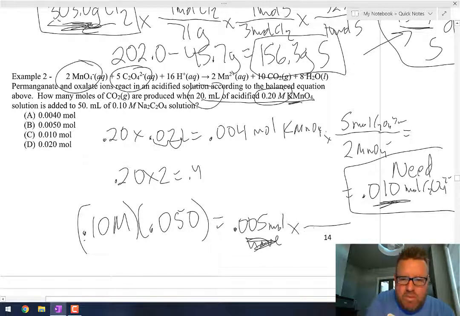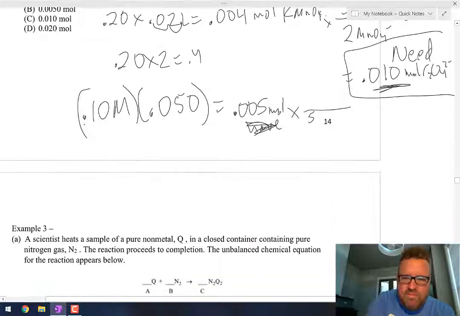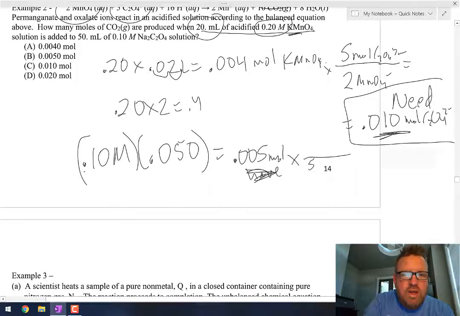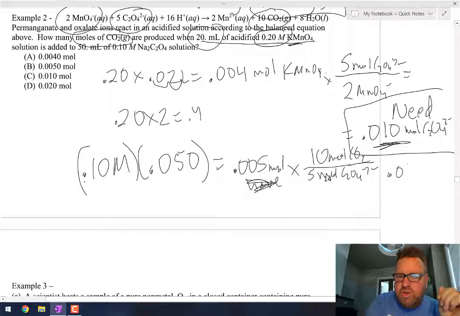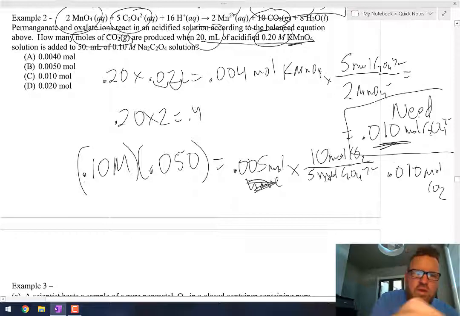So I'm going to go from oxalate, so 5, from the balanced equation, 5 moles of C2O4 2-, and then they're asking us about what? They're asking us about moles of CO2. So CO2 is a 10. So 10 moles of CO2. 10 divided by 5 is 2. 0.005 times 2 is 0.010 moles of CO2. Okay, and so the correct answer is C.